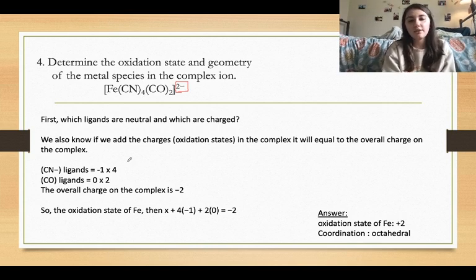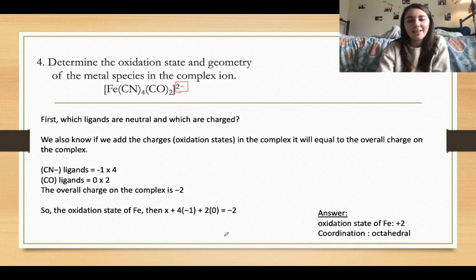So I know that I have to add all these together. My CN has a -1 charge on it, so -1 times 4. My carbonyl groups have a charge of 0, but there's 2 of them. And the overall charge in the complex is -2. So -2 equals 0 multiplied by 2 plus -4 plus unknown.